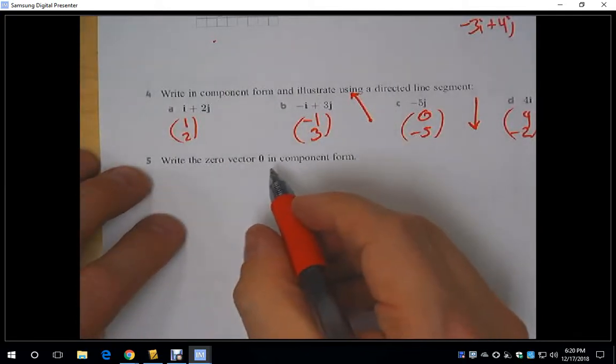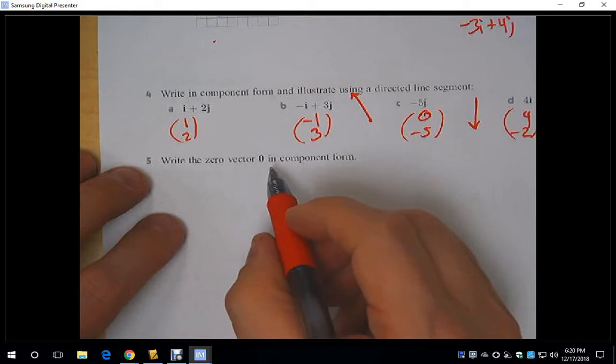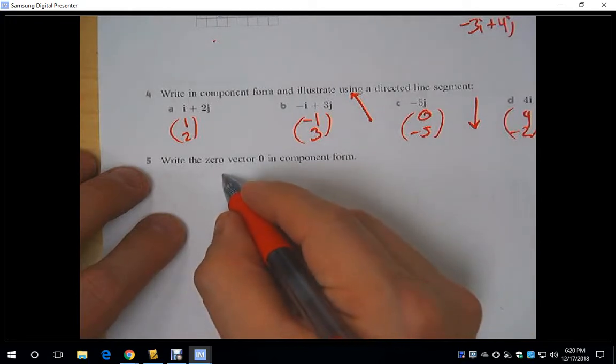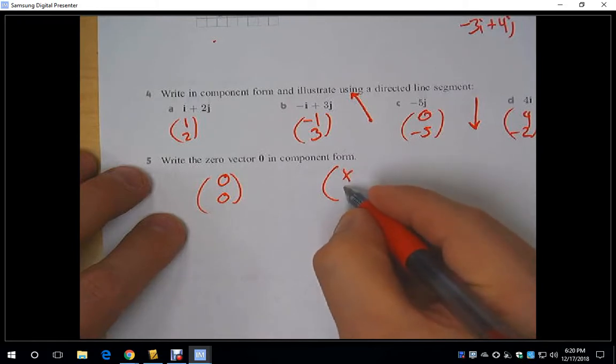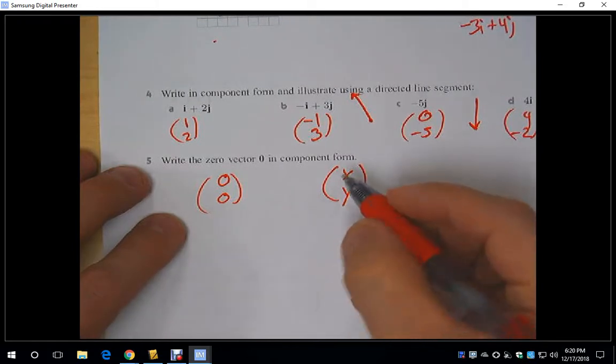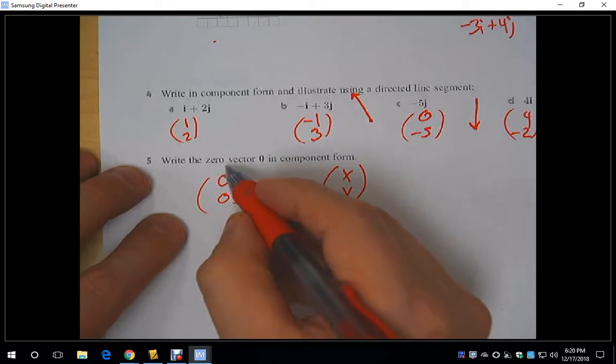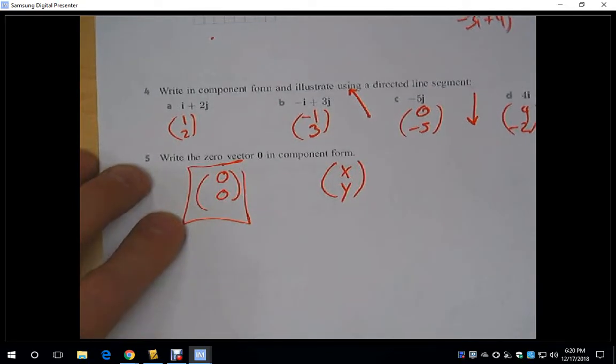Write the 0 vector. It says write the 0 vector in component form. All right, well, in component form, we would just have this. So our component form has some x value and a corresponding y value. This is how you write in component form, so this would be our 0 vector.